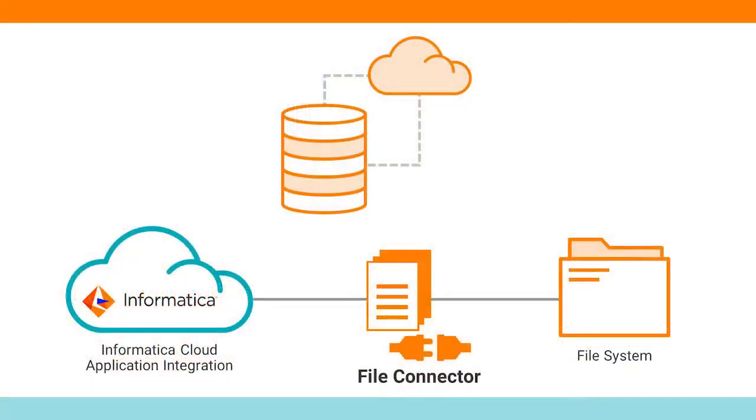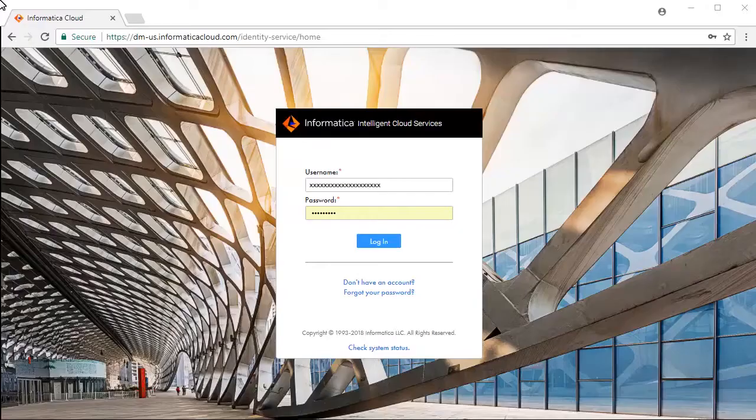This video will show you how to create a file connection. File connectors provide connectivity between Informatica Cloud Application Integration and file systems so you can monitor the file systems for new files, read from and write content to files, select options to handle processed files, and pass JSON and XML files and convert them to process objects.